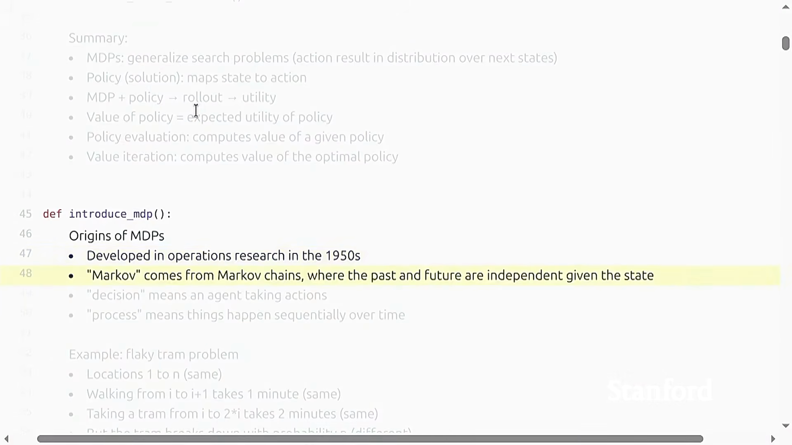So Markov decision processes have a very long history, going back to operations research in the 1950s. The word Markov comes from this theory of Markov chains in probability and statistics. And the idea of a Markov chain is that the past and the future are independent given the state. Right? So remember, from a search problem, the state captures everything that you need about the past so that you can evaluate actions and costs going forward. Okay, so that's the Markov part of an MDP.